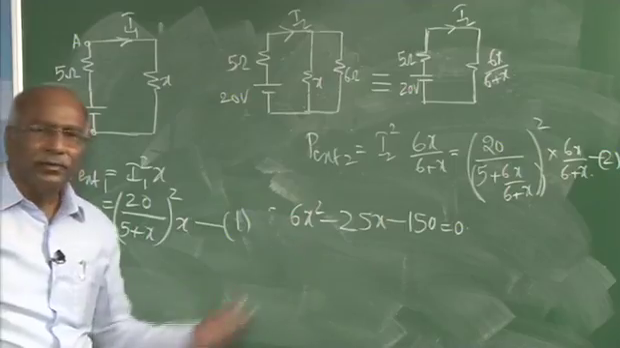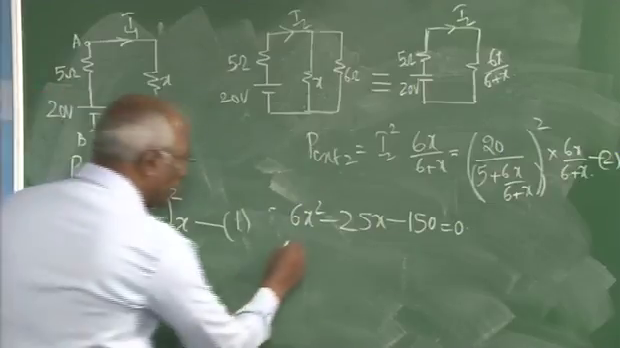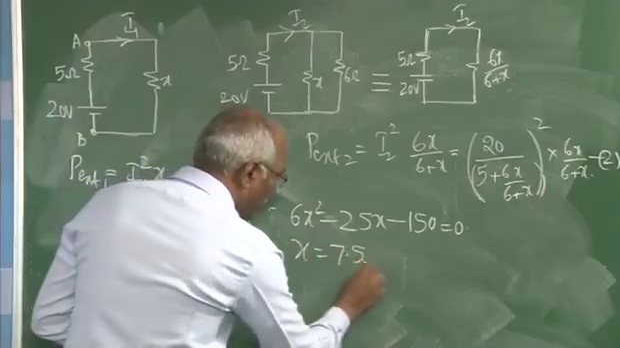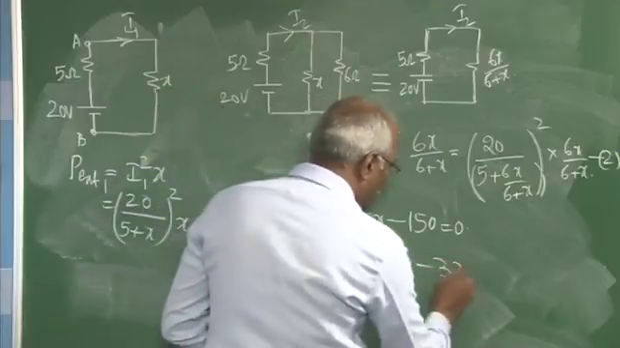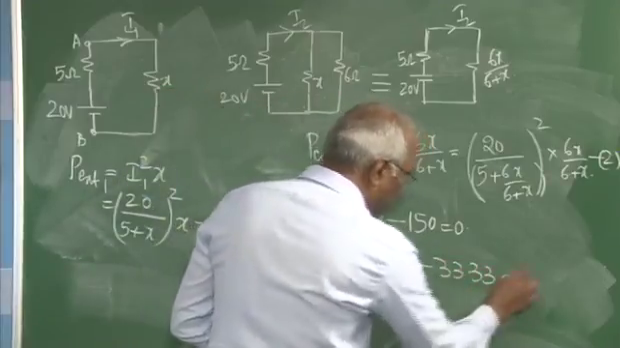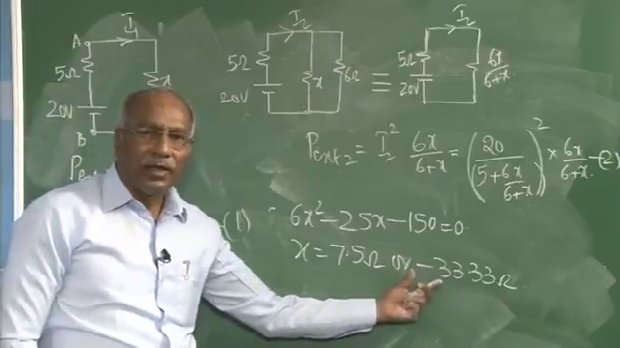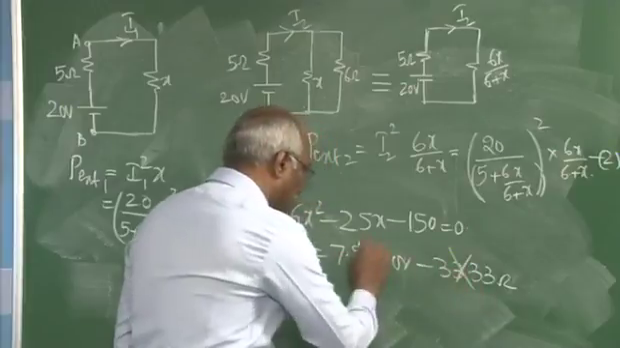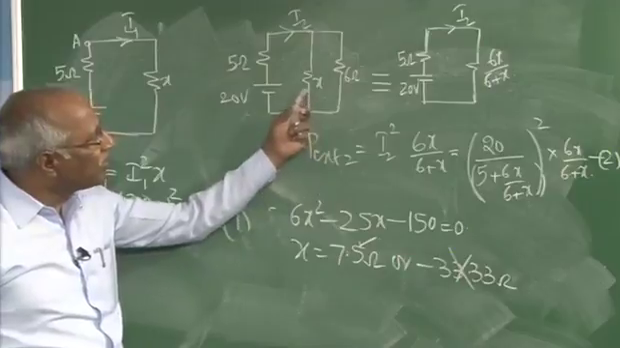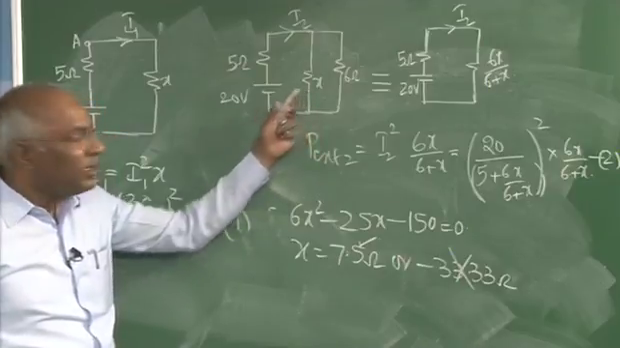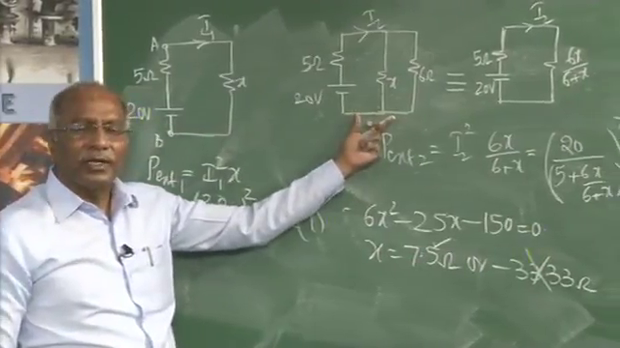This can be solved by the usual method, or you can use a calculator also. X will work out to 7.5 ohm, or it will be minus 33.33 ohm. As the resistance cannot be negative, this has to be discarded. Therefore, only this must be taken. So, if a 7.5 ohm resistor were connected here, the external power supplied here is the same as the external power supplied here.